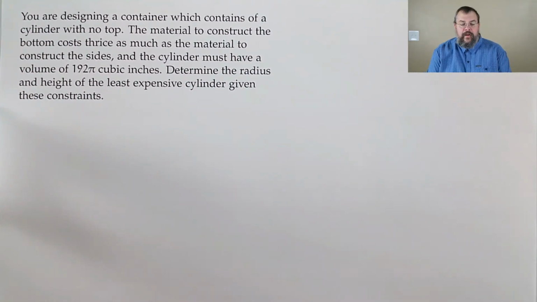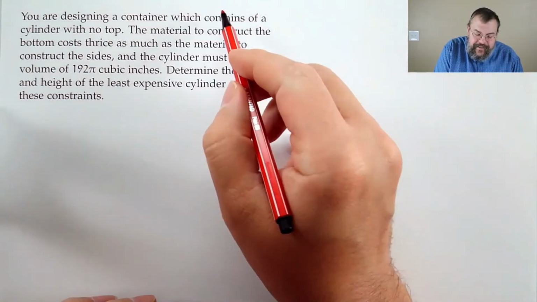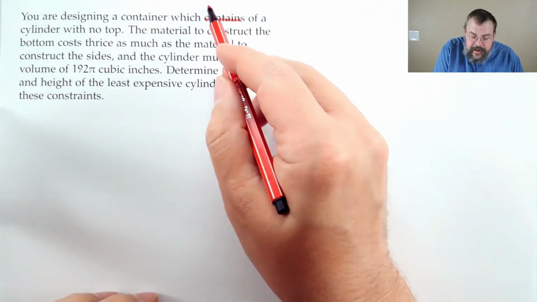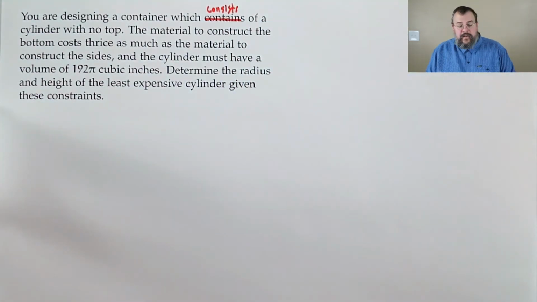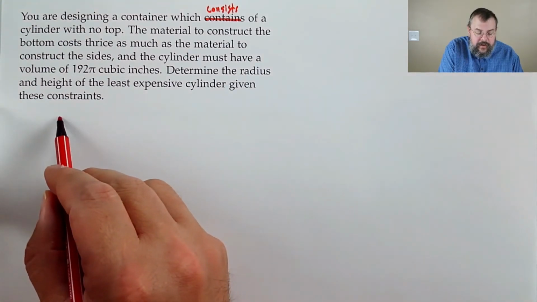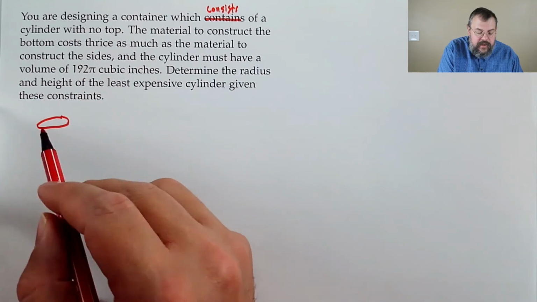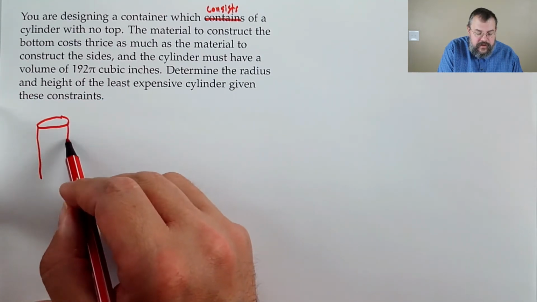So, you are designing a container which contains of, typo, not contains of, consists of, I am so sorry about that, consists of a cylinder with no top. Oh, so this is kind of similar to the one we did before, right? So now what we have is instead of a box, we just have a nice little cylinder.